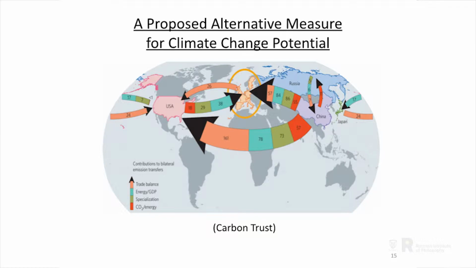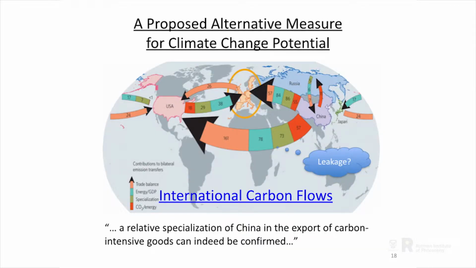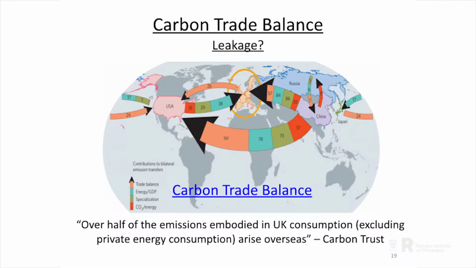From the Carbon Trust, this is just a diagram, I believe it was published in 2012, that shows the embodied carbon flows around the world. The idea here is that China is, as many of us already know, a large exporter of carbon throughout the world. But what I found interesting was that if you include embodied carbon and you're looking at the UK, the statement was that over half of the carbon emissions included in consumption arise overseas, which again shouldn't be a surprise to anyone.